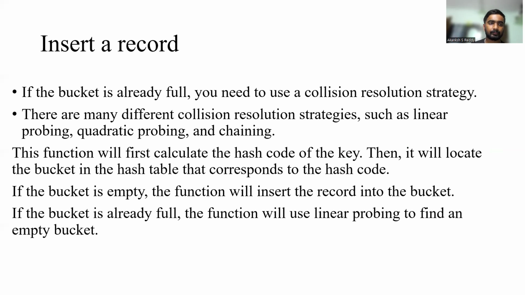Insert a record. If the bucket is already full, you need to use a collision resolution strategy. There are many different collision resolution strategies, such as linear probing, quadratic probing, and chaining. This function will calculate the hash code of the key, then it will locate the bucket in the hash table that corresponds to the hash code. If the bucket is empty, the function will insert the record into the bucket. If the bucket is already full, then the function will use linear probing to find an empty bucket.